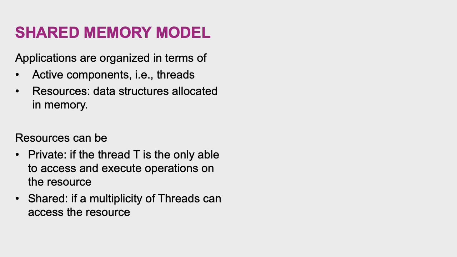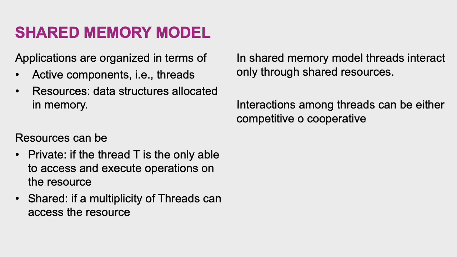The resources that a thread can have access to may be either private, so, for example, a variable that you allocate in your stack, or shared. And shared resources are shared with a multiplicity of threads, in theory all the threads operating within the same process. And again, I want to repeat it, in the shared memory model, threads interact only through shared resources.